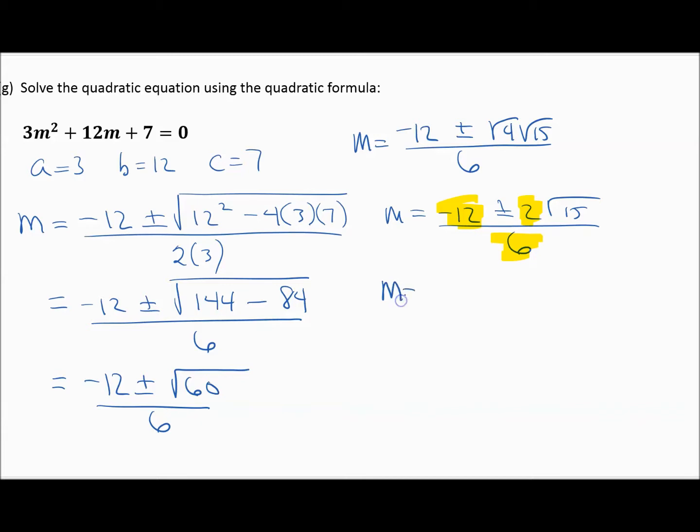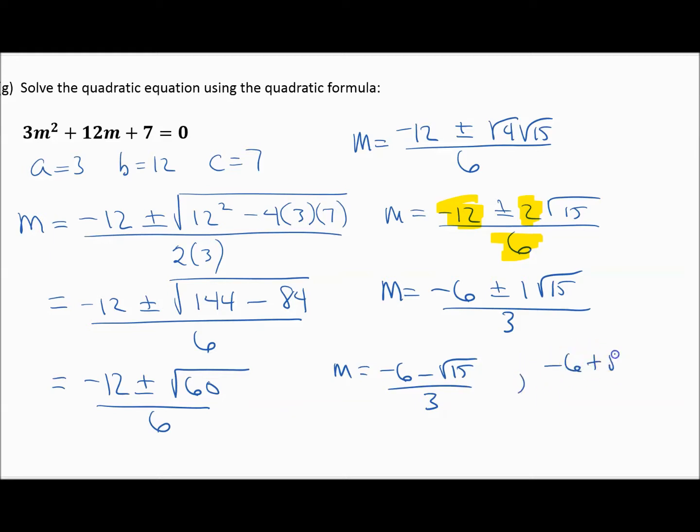So that's going to give me negative 12 divided by 2 is negative 6. 2 divided by 2 is 1, and then the square root of 15 is still there. 6 divided by 2 is 3. Now you could write that in two separate answers. Negative 6 minus the 1 in front of the square root of 15 is not required over 3, and the other one is negative 6 plus the square root of 15 over 3.